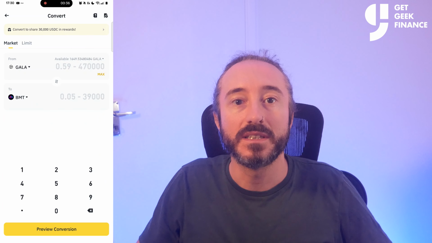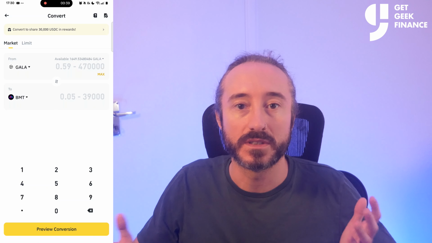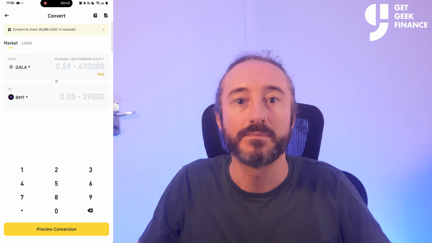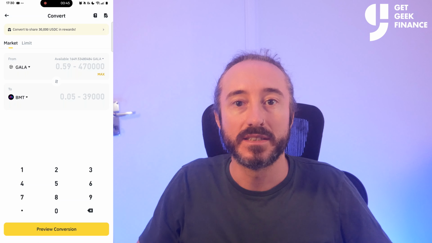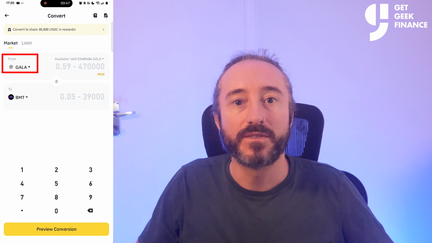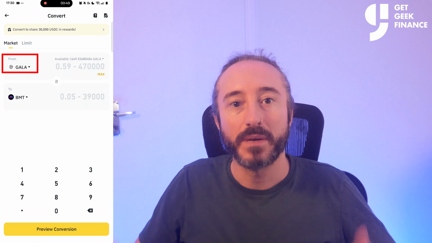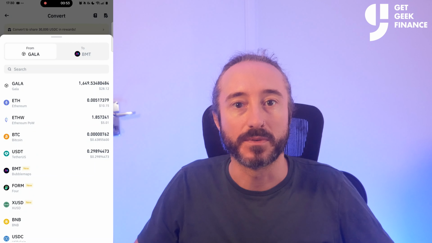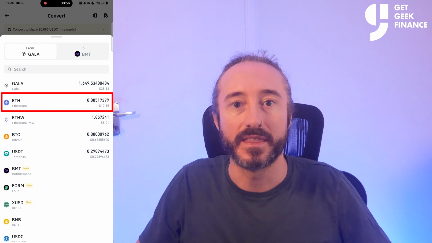A market order is the simpler of the two and works best if you want to sell your crypto right now. If you are also looking for the quickest and basic option of all of these in this demo, then this is the one. In the from box at the top on the left, you can pick the crypto that you want to sell. All the cryptos you hold will be at the top of this list. I'm going to pick Ethereum.